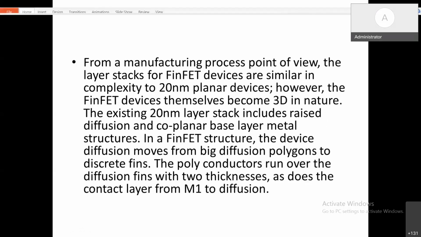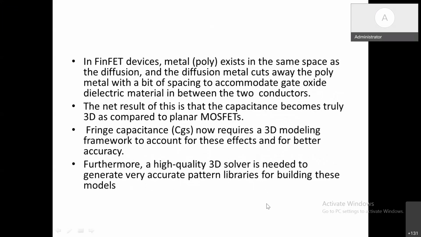Now, from the manufacturing point of view, what is actually the complexity involved? In the FinFET structure, the diffusion of the device moves from big diffusion polygons to the discrete fins. So the polyconductors run over the diffusions with two thicknesses, as does the contact layer from M1 to diffusion. So this is again a different technology at which we are fabricating your FinFET compared to your MOSFET, which is again a challenge.